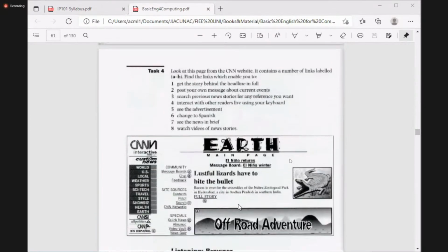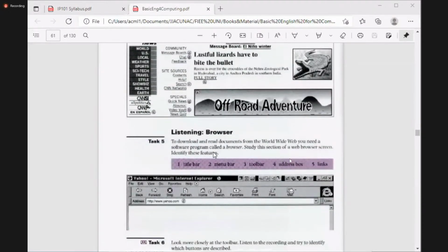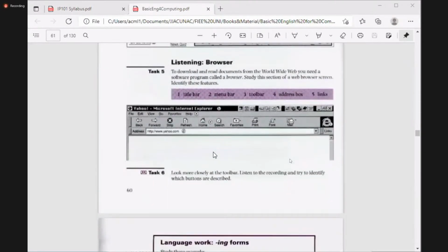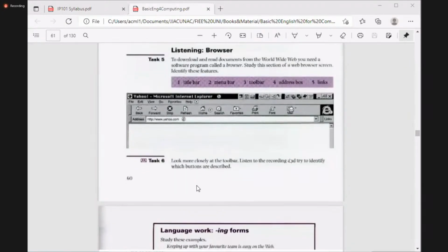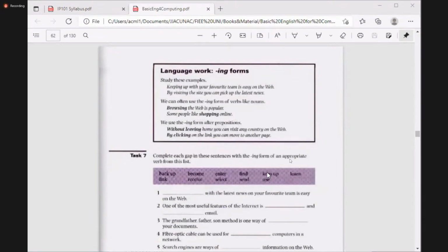Okay. Now, to locate each part, for example, what you can link in order to access different kinds of things, is just for simple inspection. No big deal here. Listening, browsing: I'm going to share with you the audio by UniVirtual. It's just the description of the title bar, the menu bar, the toolbar, the address box, and the links. This is the grammar or the structure part, where it says the ing form.